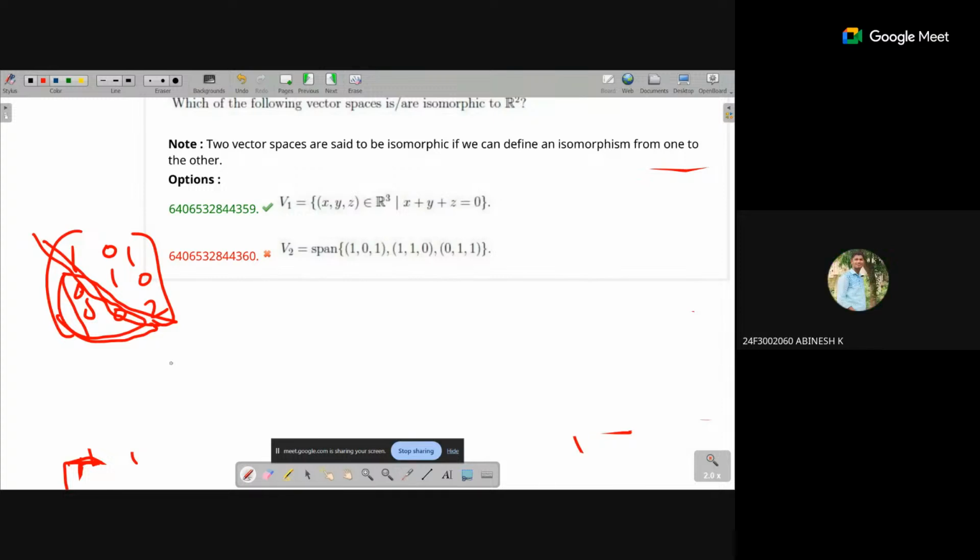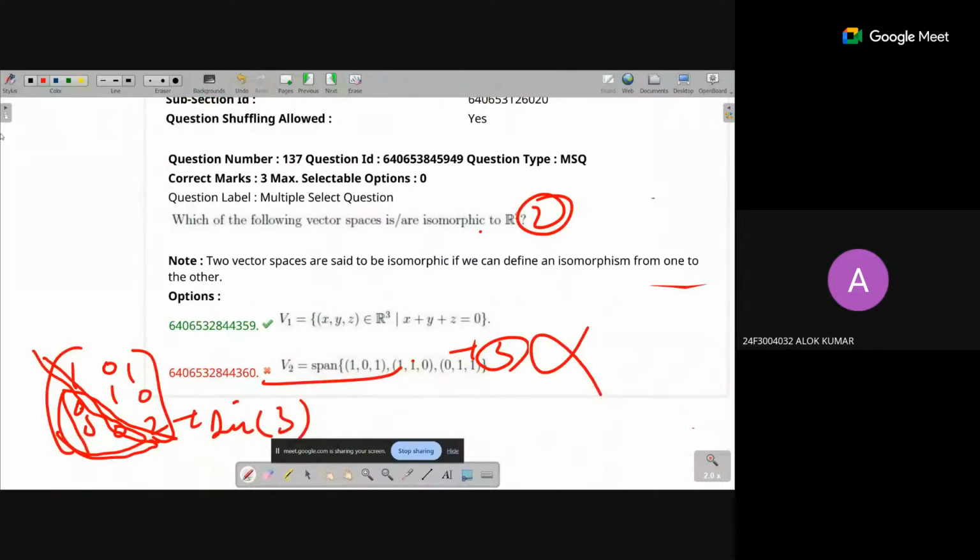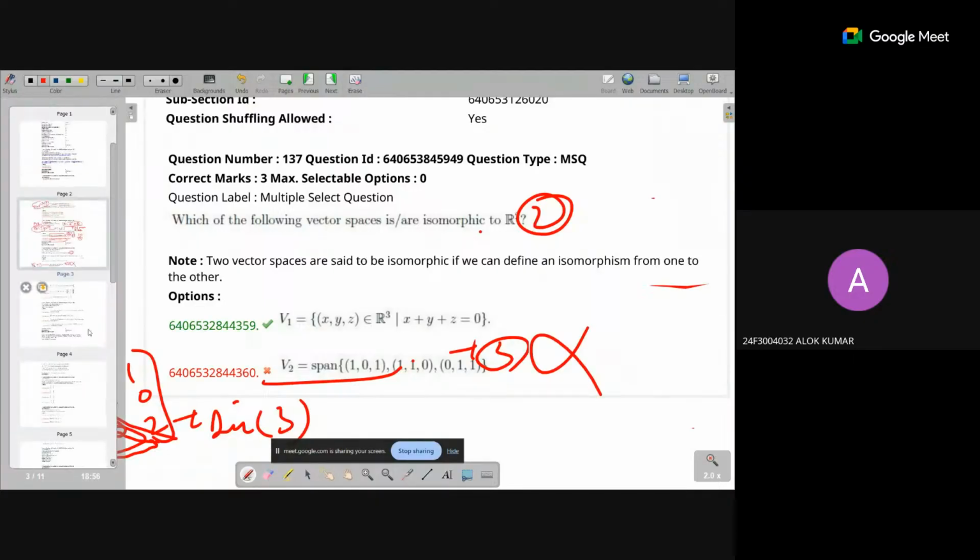Isn't it? Yes. So the dimension is basically 3, and here we do have dimension 3, but we require dimension 2 for isomorphic. So this is not isomorphic. Now jump to the third option. So you can calculate that.